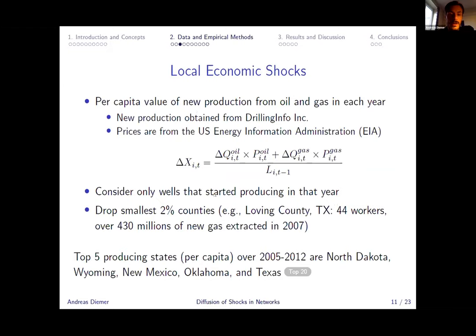And in terms of the local economic shocks, I align with previous studies in the industry, and I define the shock as the per capita value of new production from oil and gas activity in each year, considering only wells that started producing in that particular year. For reasons related to how I define the data, which is in per capita terms, I dropped the 2% smallest counties in terms of population because of outliers. A county, for instance, Loving County in Texas, is very small in terms of population, but has produced a lot of oil and gas, and so this would skew the analysis.